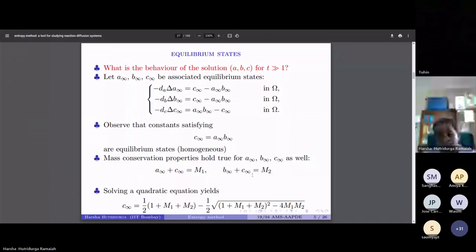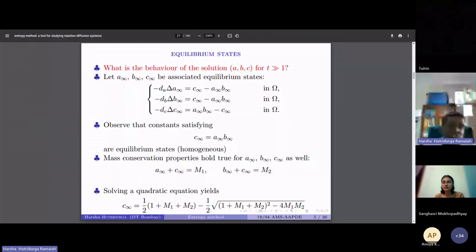Okay, so the story so far is that we have a 3x3 reaction diffusion system, and we have identified a homogeneous equilibrium state. By homogeneous, I mean that these are constants. We can actually compute it explicitly, in terms of the initial data. Once you have fed your reaction diffusion system with initial data a0, b0, and c0, using them you find these constants m1 and m2. And using m1 and m2, you find c infinity, a infinity, and b infinity. I hope that is clear.